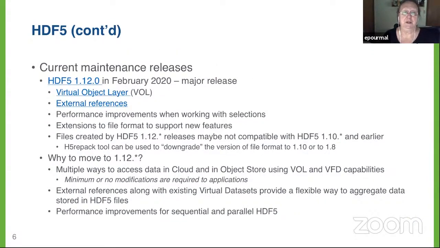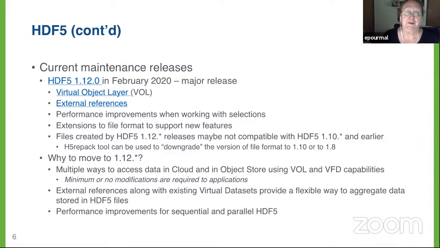1.12 was a major new release that was released recently. It has two new features called the virtual object layer and external references. The virtual object layer allows you to talk through HDF5 APIs to different types of storage and different types of formats. We'll see on the next slides how we use the virtual object layer, and in John's presentation probably how you can use a RESTful interface to access HDF5 data in the cloud.